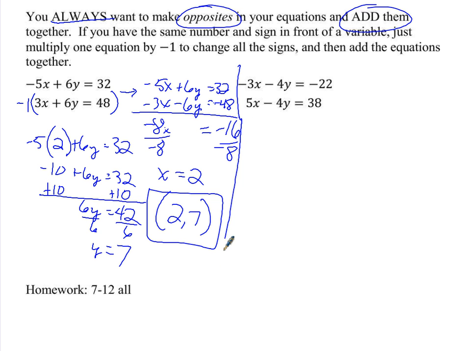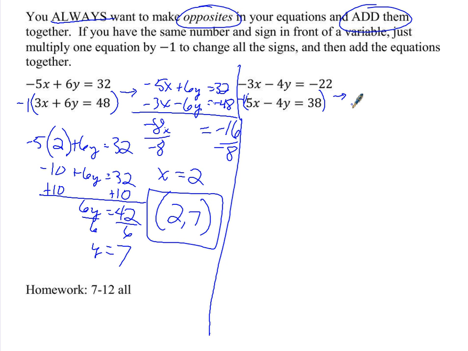Draw a line on here so we don't get confused. Okay. What do we need to do here? Yeah, make some opposites. We don't have opposites. The -4y and the -4y will not disappear if we add. So, we need to do what? Yeah, multiply either equation by -1. We'll choose the bottom one, that's fine. Draw a little arrow over and rewrite the system.